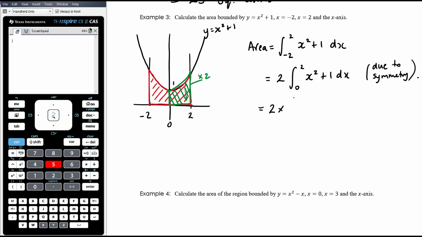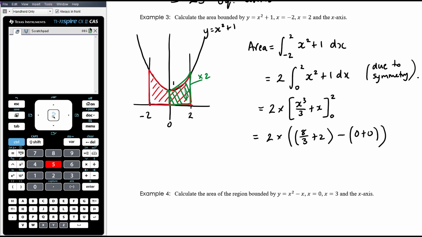So we're going to have 2 times, our antiderivative is going to be x cubed on 3 plus x from 0 to 2. Subbing in 2 first, we get 8 on 3 plus 2, and then take away, subbing in 0, we get 0. So it's actually 2 times 8/3 plus 2. Now 2 is 6/3, and 8/3 plus 6/3 is 14/3. And we've got 2 times 14/3, so that is 28/3 square units.